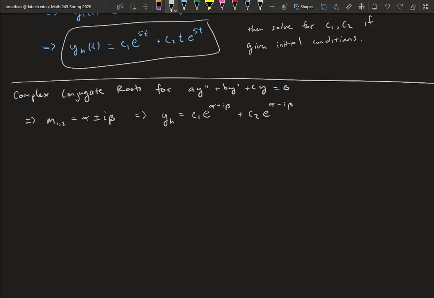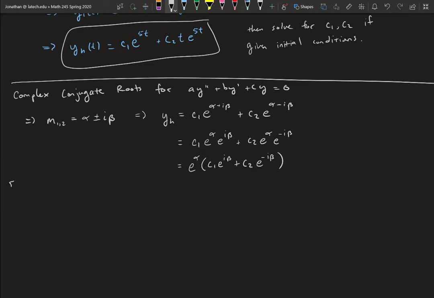And what we can do is use a little algebra to break that up and say that that's like c1 e to the alpha e to the i beta plus c2 e to the alpha e to the negative i beta. We can factor out e to the alpha: e to the alpha times c1 e to the i beta plus c2 e to the negative i beta. And depending on what c1 and c2 are, this could be either a sine or cosine function.